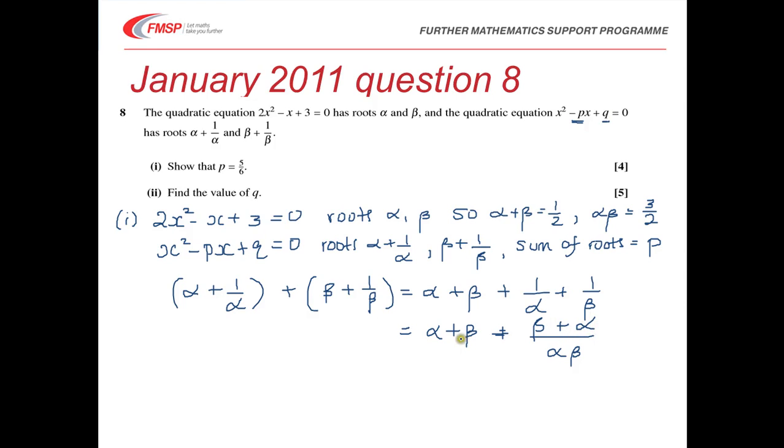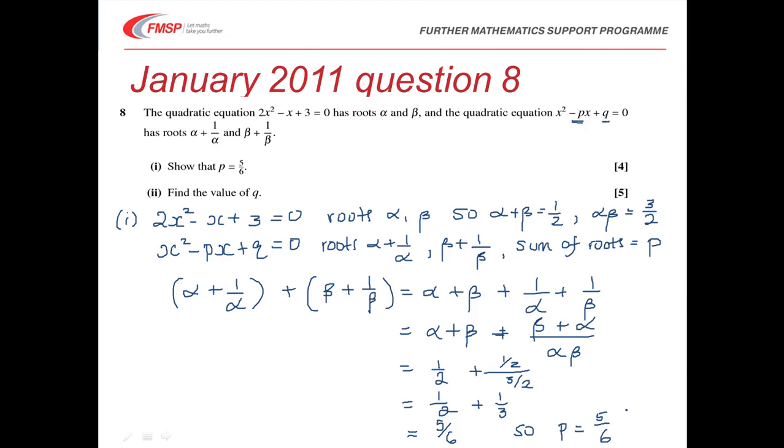So hopefully we can add those fractions, and then what we need to see is that beta plus alpha is the same as alpha plus beta, so it's a half, and alpha beta is 3 over 2. So we now have all the information that we need. Alpha plus beta is a half, alpha plus beta is a half over here, but it's divided by 3 over 2. And a half divided by 3 over 2 is a third. So a half plus a third is 5 over 6. So that means that p, as we were asked to show, is equal to 5 over 6.